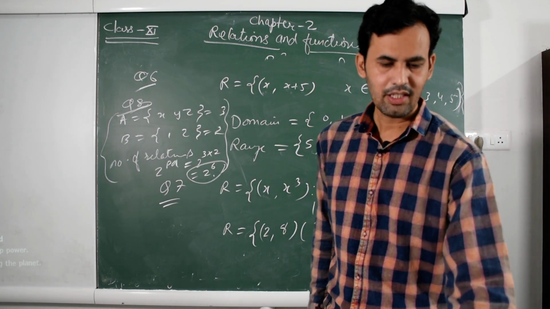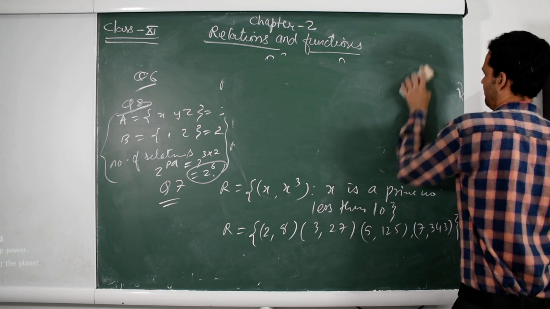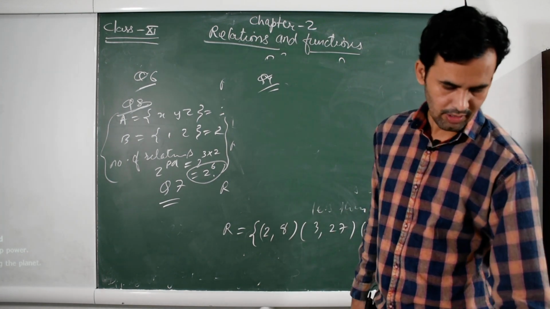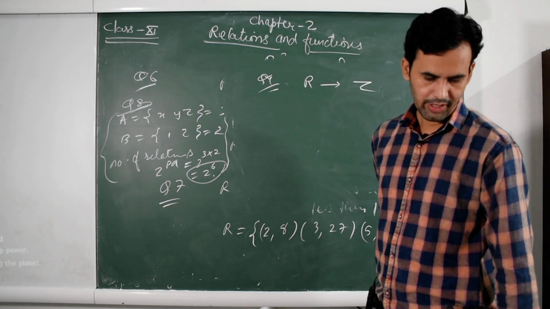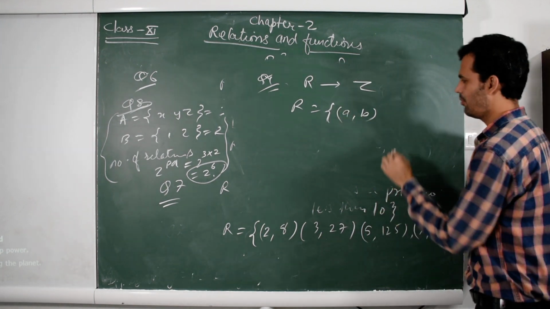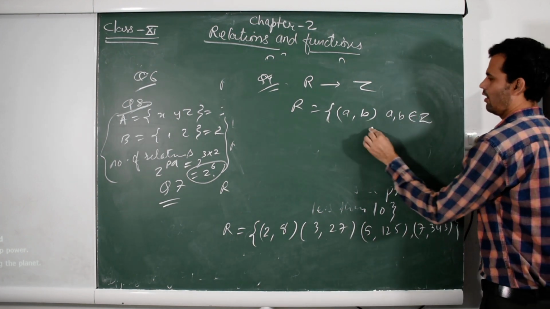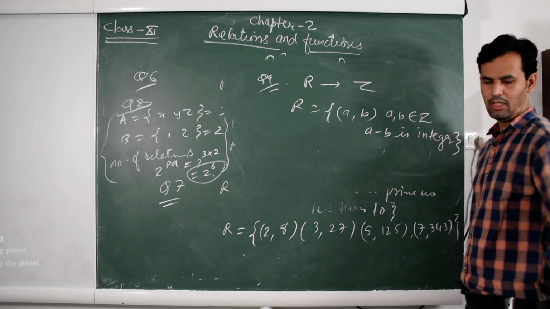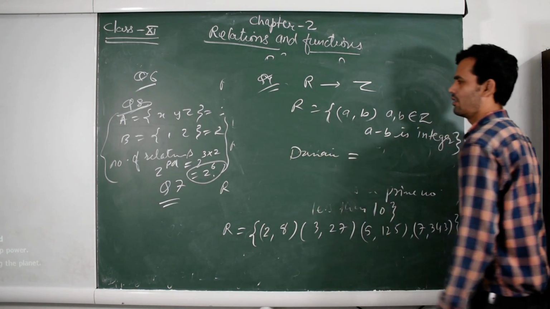Now last question of this exercise, question number 9. Let R be the relation on Z, where Z is integers, defined as R is given as (a, b), where a and b belong to Z and a minus b is an integer. This is the relation. Okay. So find the domain and range of this relation.